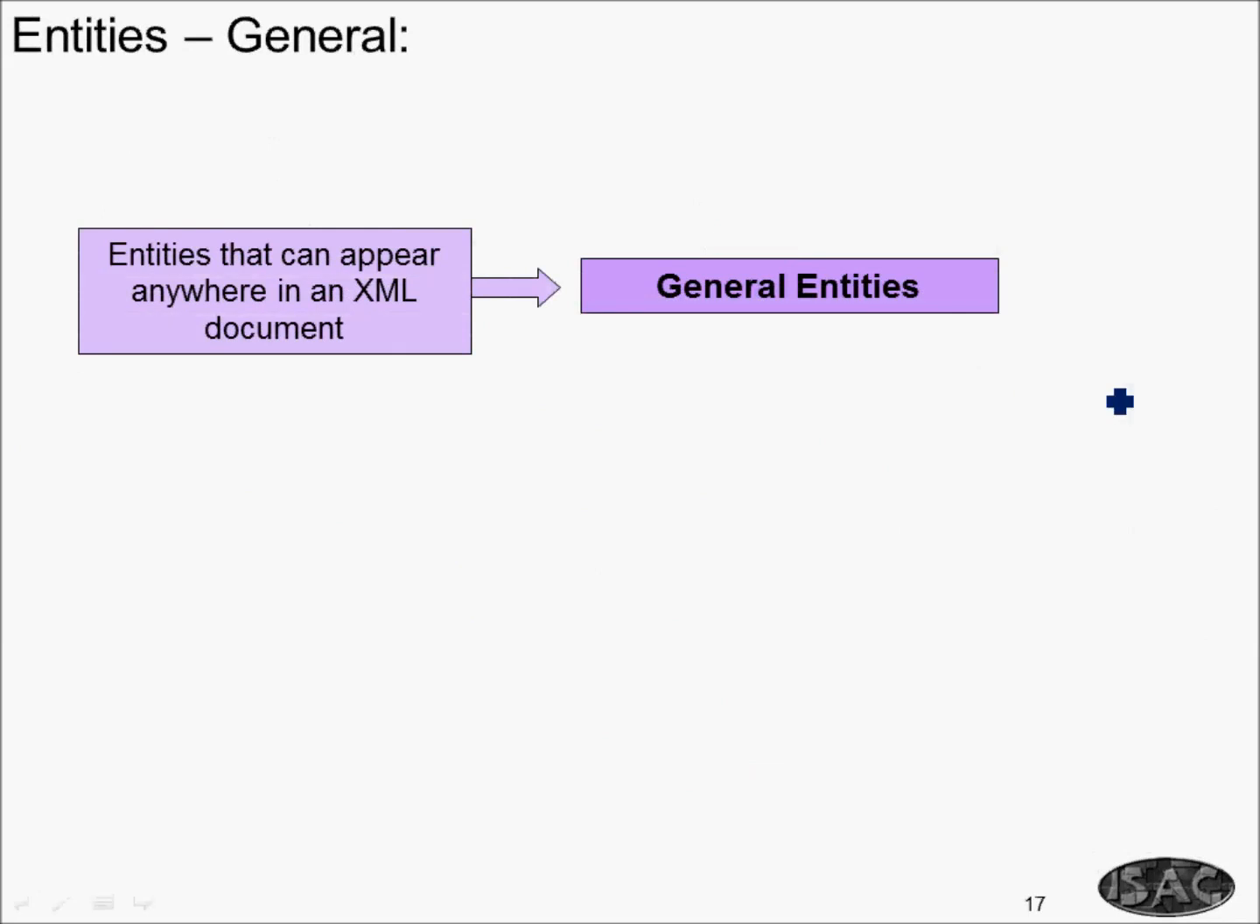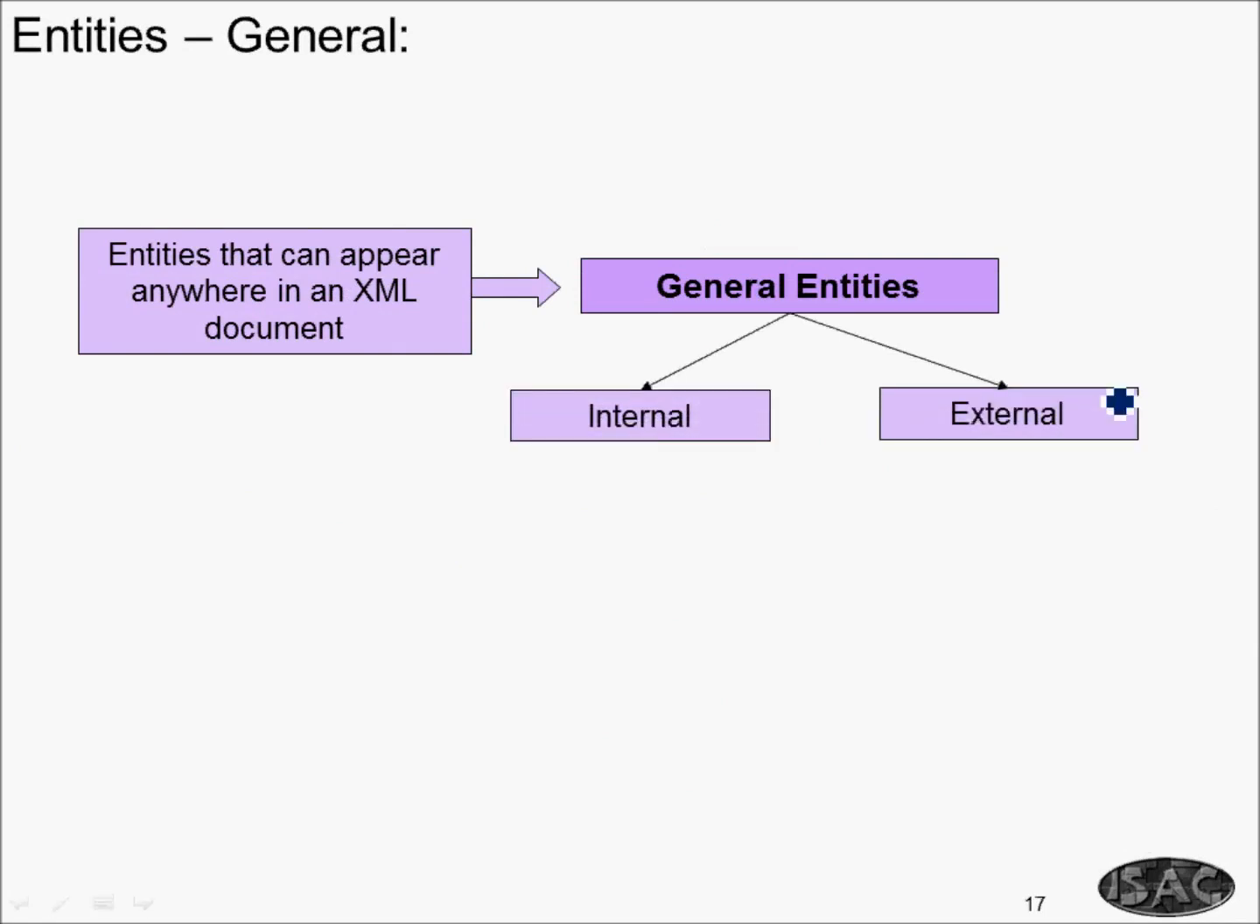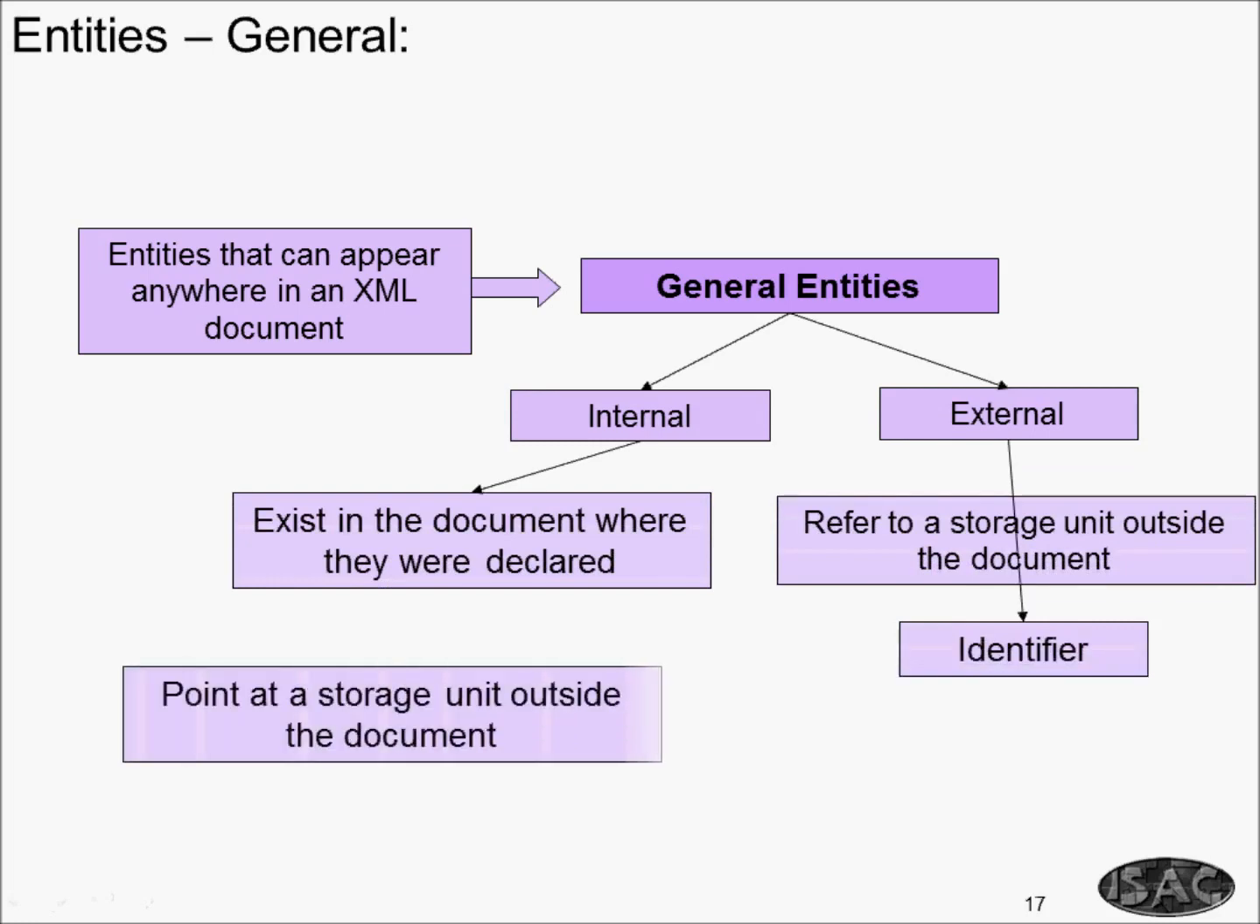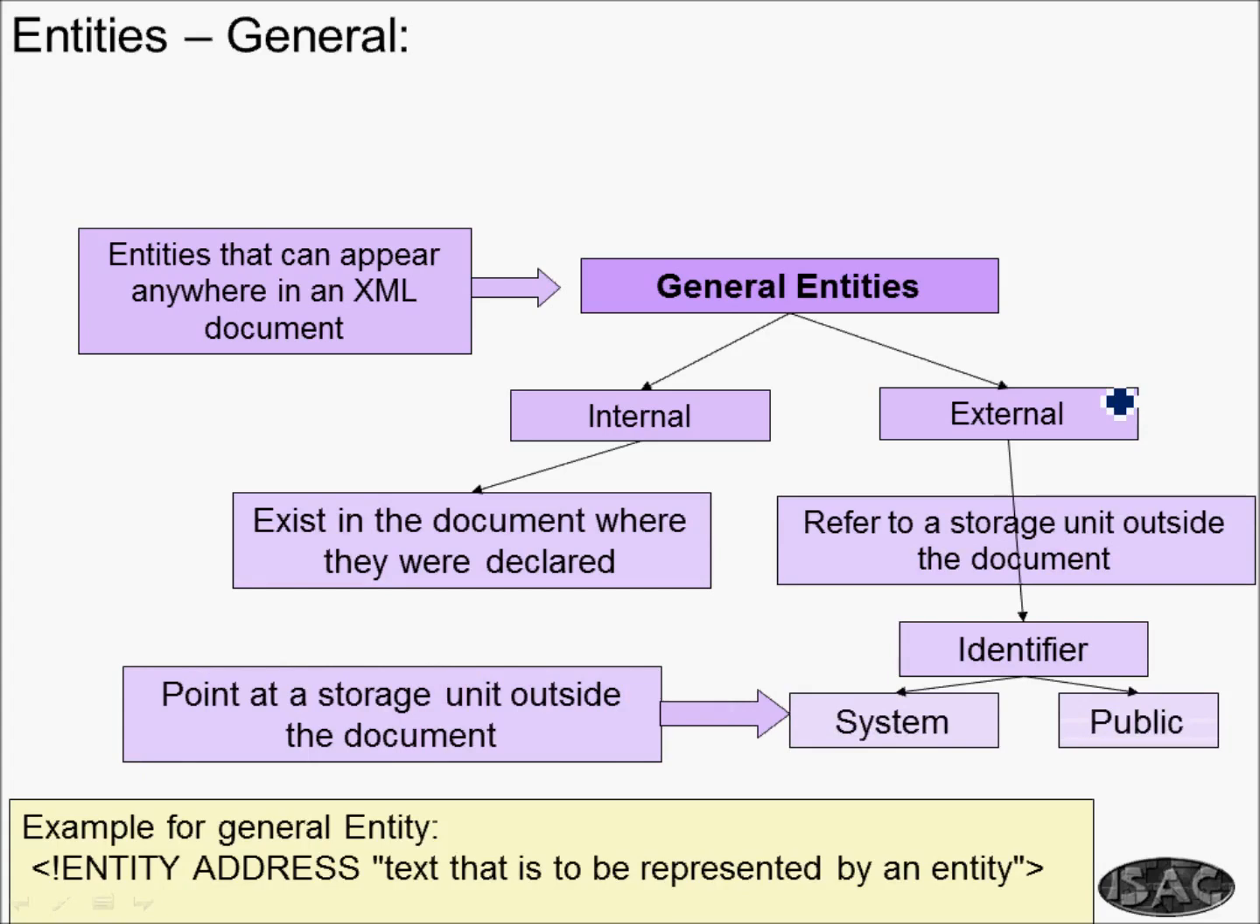General entities are entities that can appear anywhere in an XML document, and they can be categorized further into two types, internal and external. What does it mean? Internal and external means these entities exist in the document where they were declared. Basically, wherever you declare and use it in the same XML document, that is called an internal general entity. But if that entity has been defined at some website or some other XML file and you are referring to another XML file, then it is called an external entity. One of the examples we have seen earlier also, like intro and something.